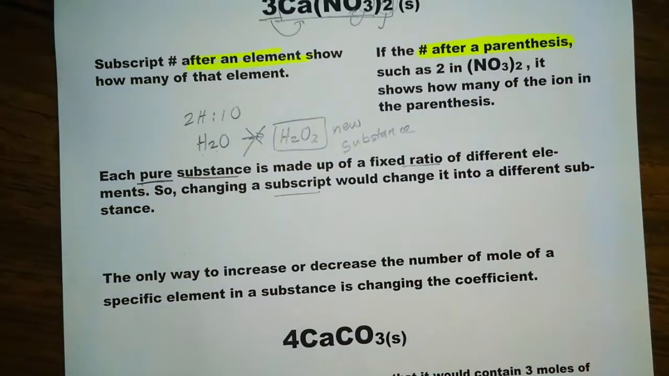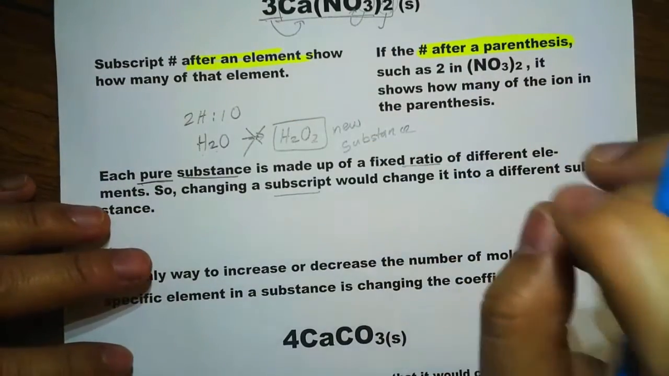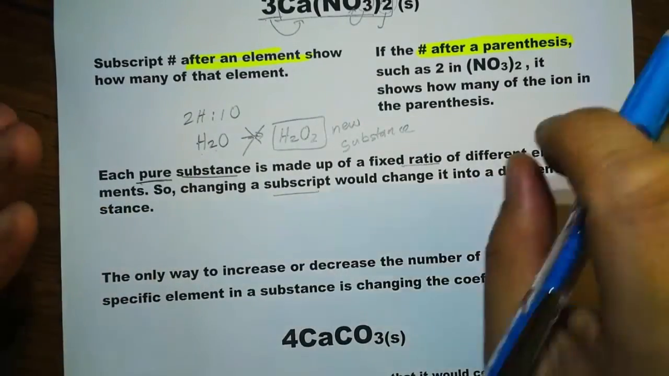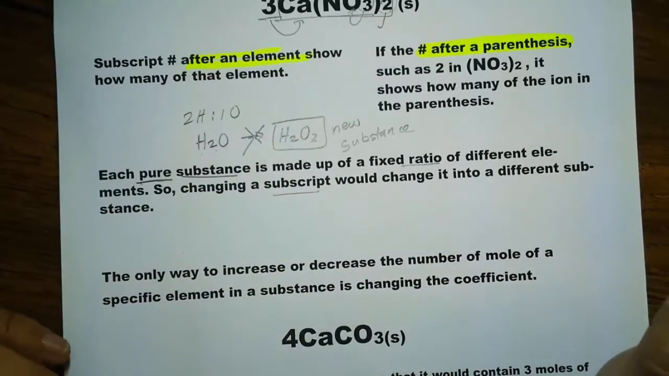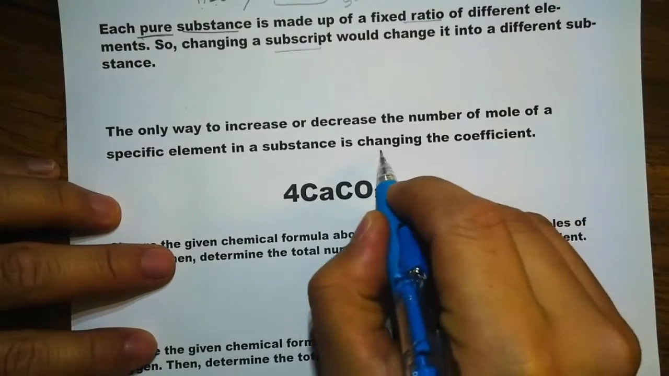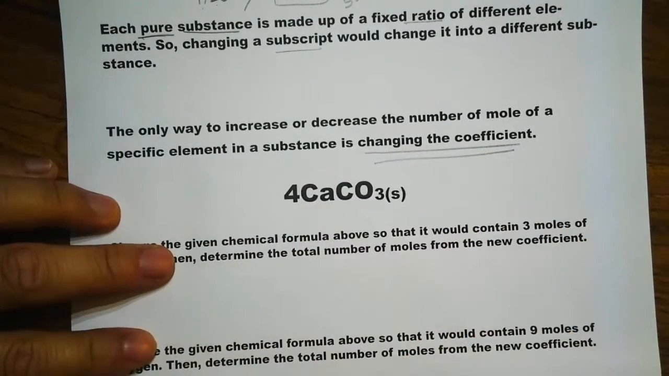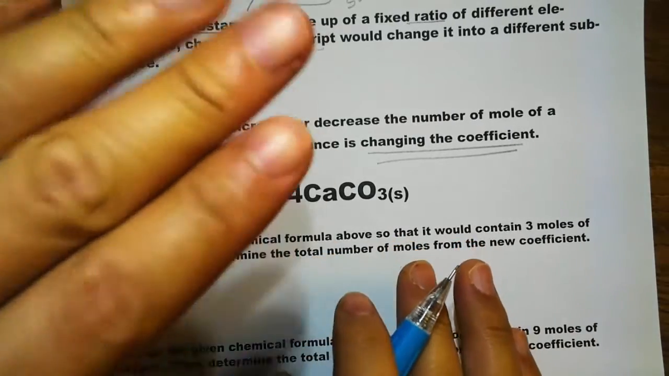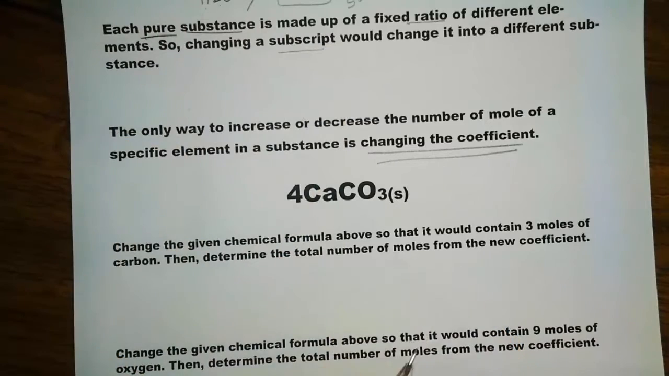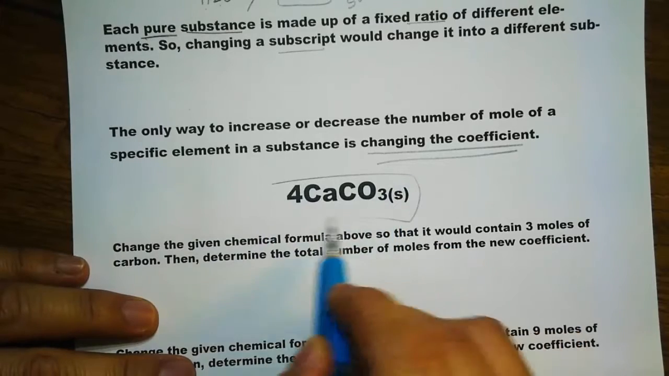So in this case we are going to look at how we can change the number of moles of different atoms in a substance, but still keep it the same substance. And the only way you can do that is to change the coefficient. So you can only change the coefficient. When you change the coefficient, you increase or decrease how many substances you have, but the substance is still the same. So let's look at this chemical formula.